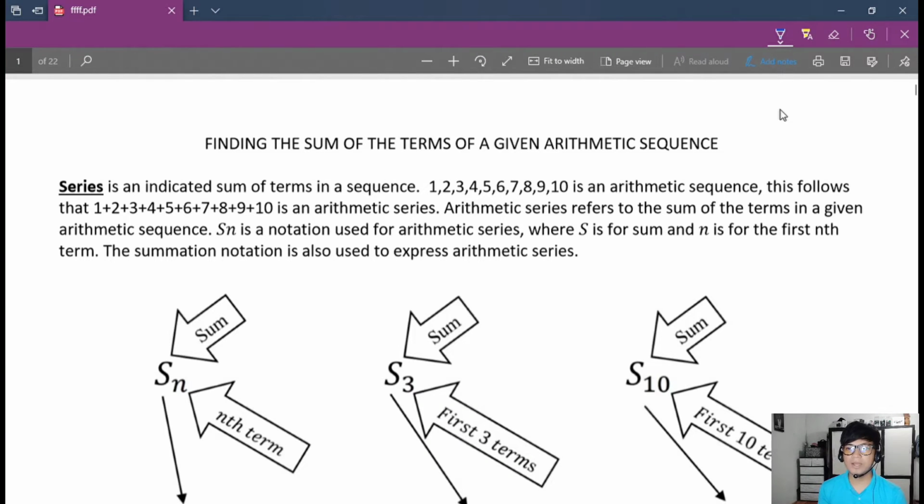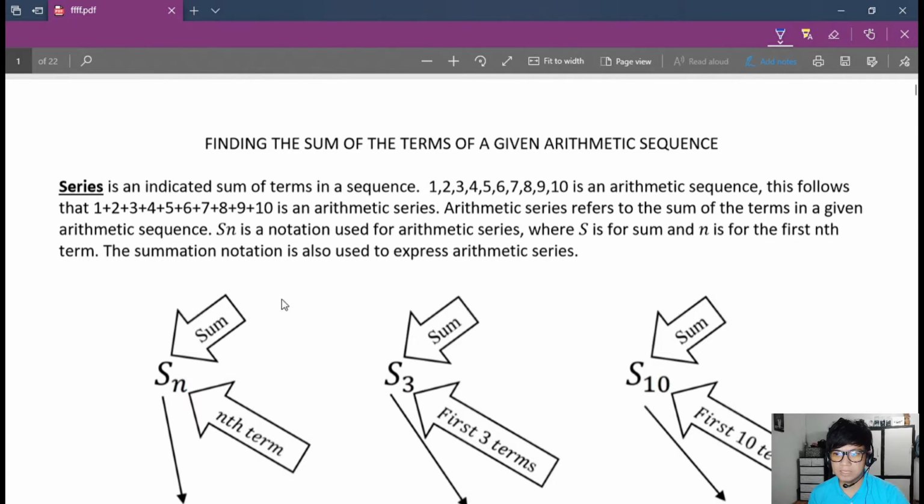Good day, everyone. We are done with module number 3. You are done answering your learning activity sheets 3. Review natin yung mga na-discuss natin last week.